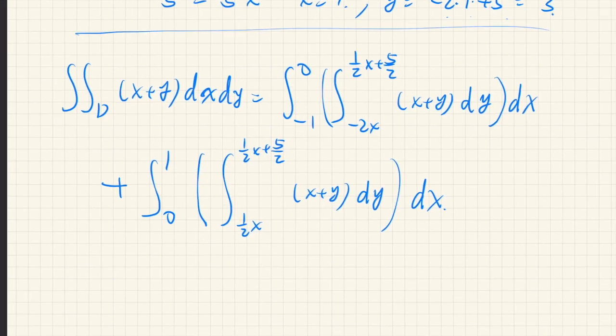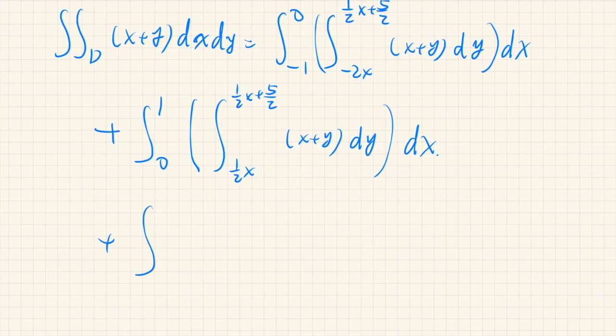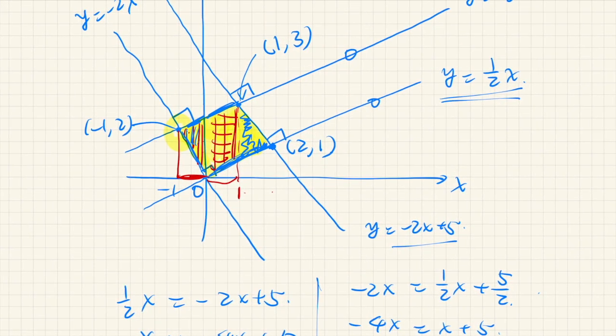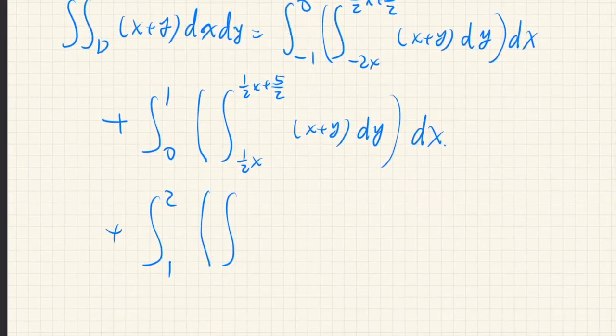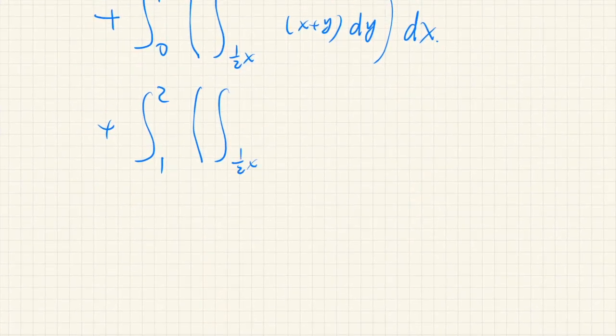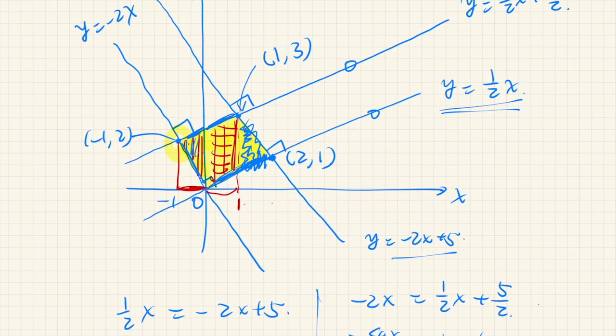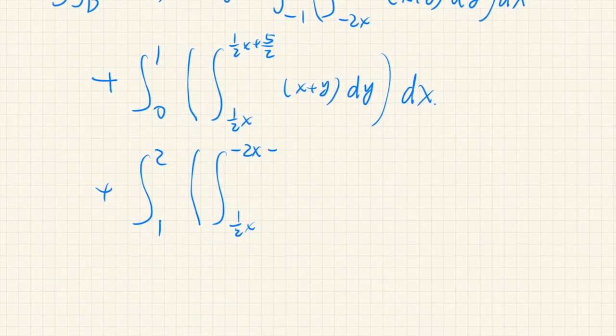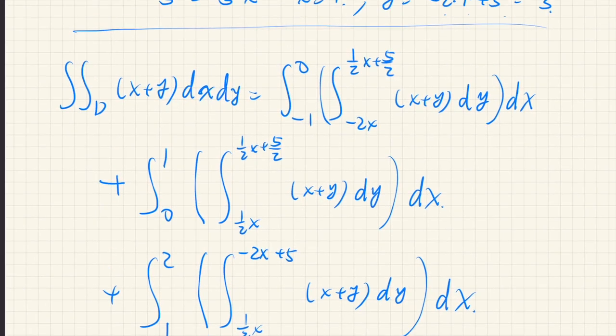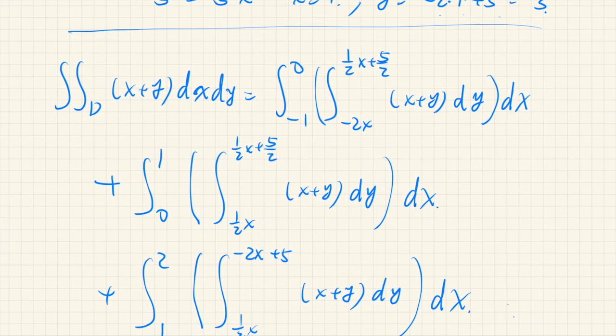and dx, plus x is between 1 and 2. Then y is between this one and this one. So that's 1 half x and negative 2x plus 5 dx. So if you calculate this, you can get the result.